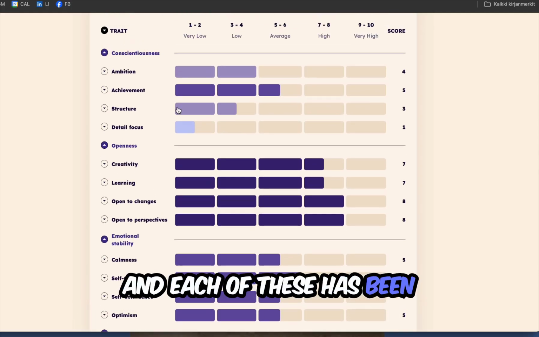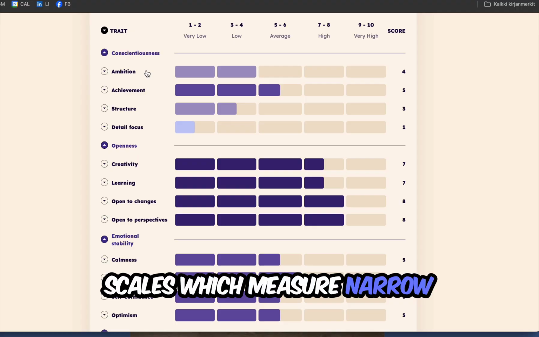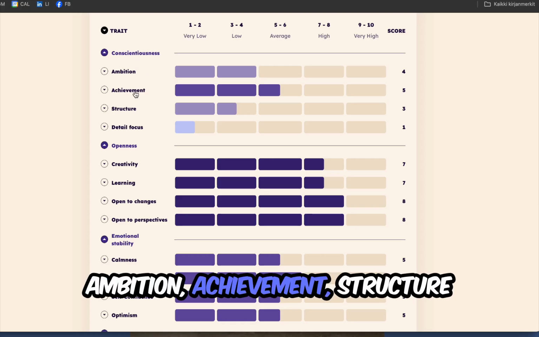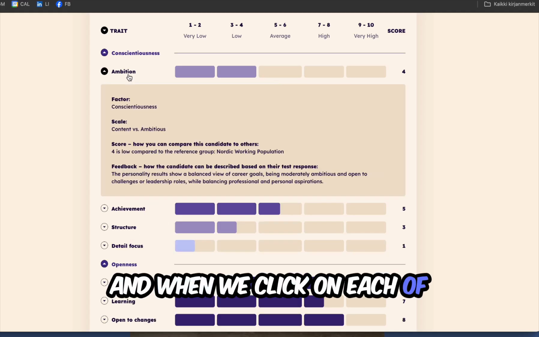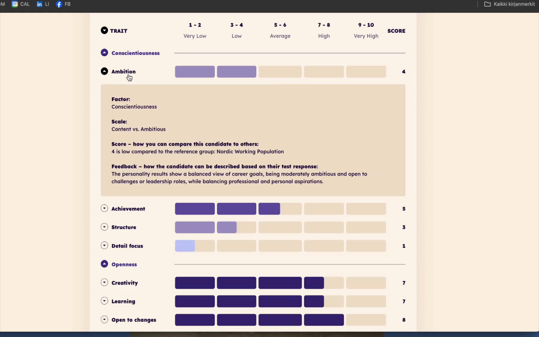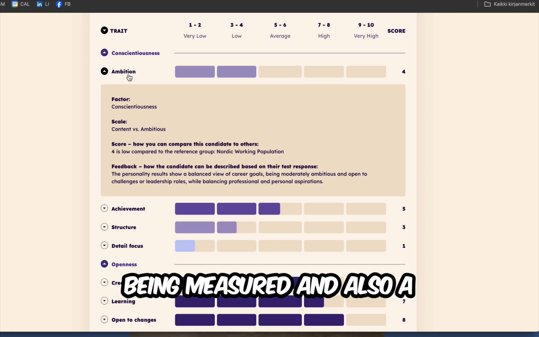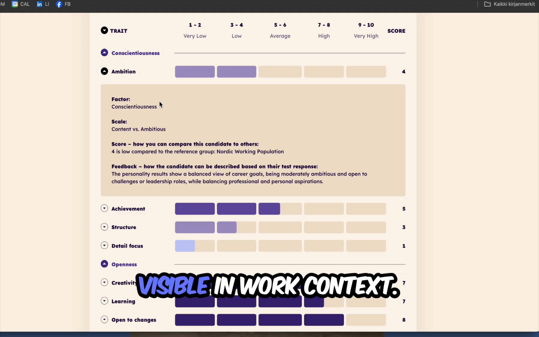And each of these has been broken down to 4 more narrow scales which measure narrow traits of personality. So, for example, under conscientiousness, we have ambition, achievement, structure, and detail focus. And when we click on each of these traits, we can see more specific definitions of what's being measured and also a description of the trait level of the candidates, how it's visible in work context.